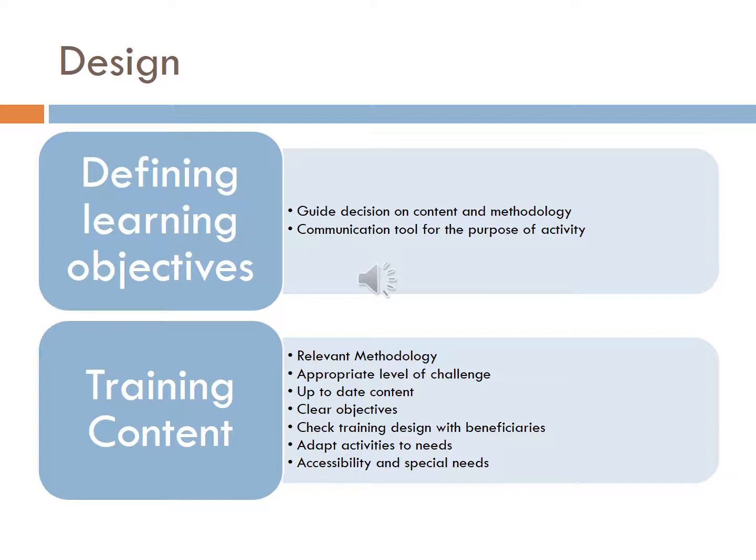And then you need to have clear objectives and check the training design with the beneficiary. Usually when you're doing a training, and it's not for this course, definitely we're not doing this, but just an idea to have it, and adapt the activities to need. And if there are people with special needs, then you should adapt the training according to them as well.